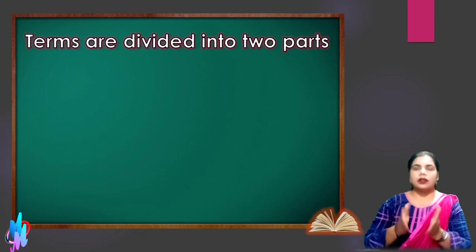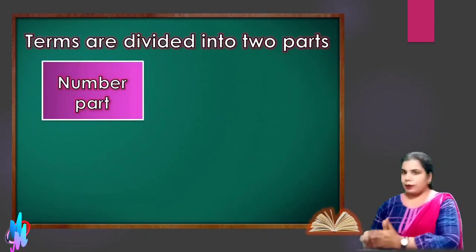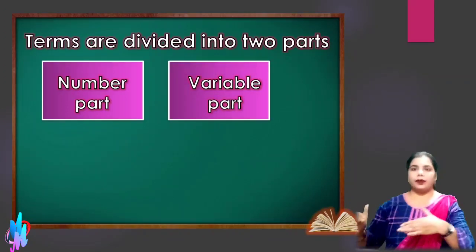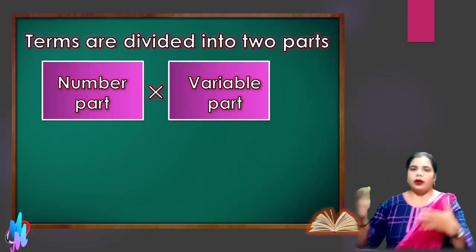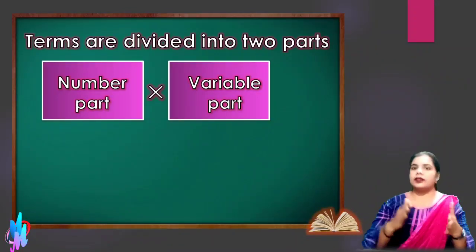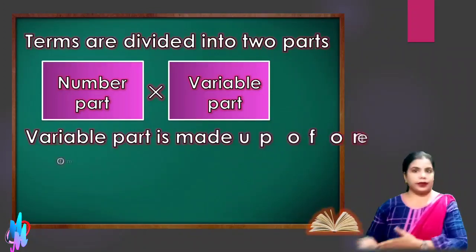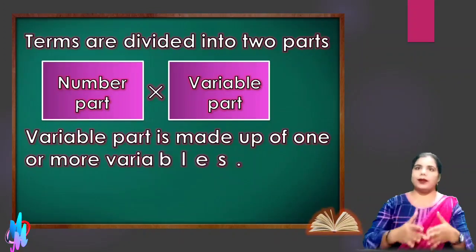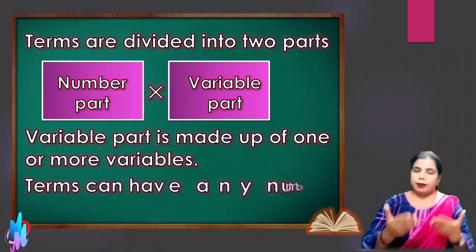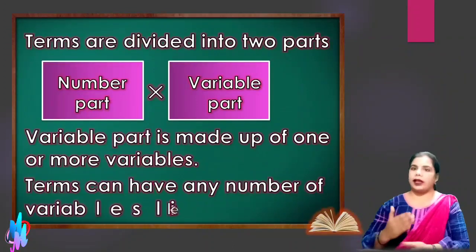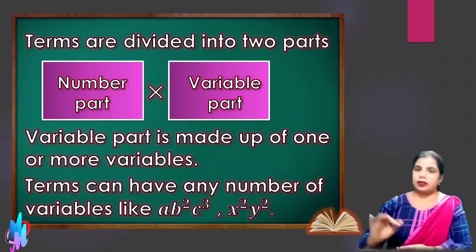Okay, now these terms are divided into two parts, number part as well as variable part. Number part and variable part are multiplied together to get one term. This number part is also known as coefficient, but variable part is a little bit complicated. Variable part is made up of one or more variables like a, b square, c cube or x square, y square.